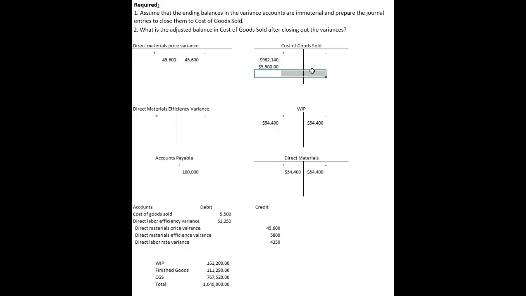So the ending balance after the adjustment would be, what is that? Let's see if I can just add them together here if Excel recognizes. Yep, 987,640. So that's the answer for the second requirement.